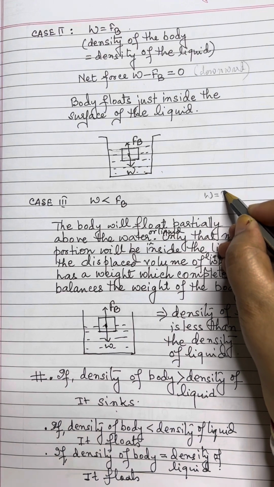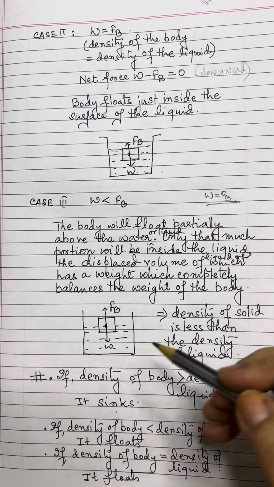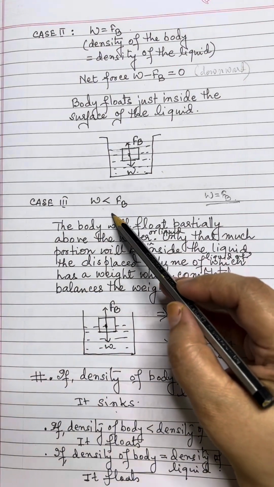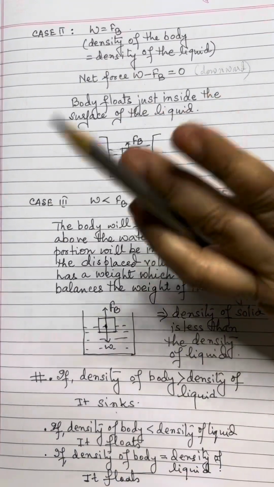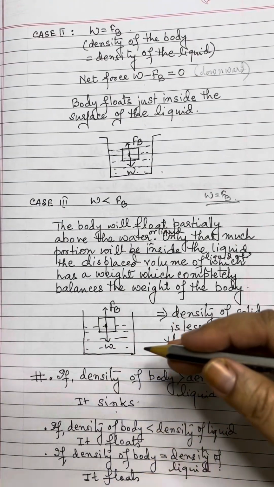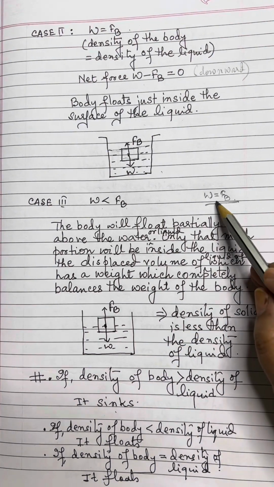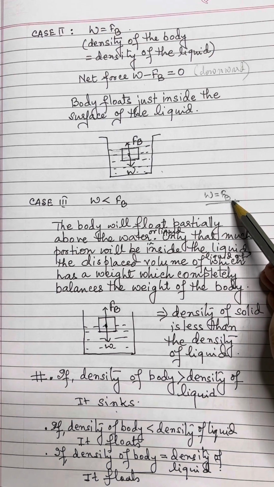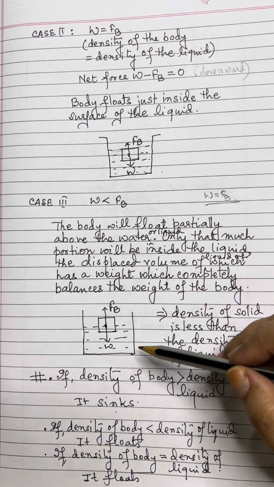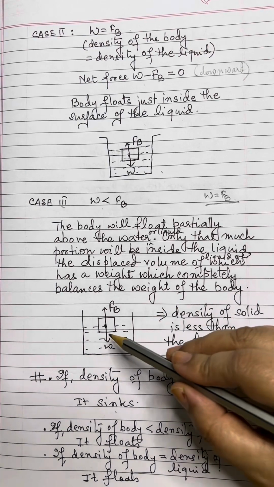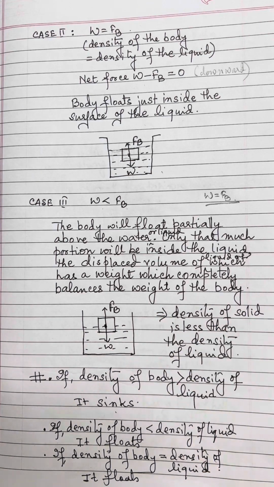Now this is a concept where the children sometimes get confused. As long as W is less than Fb, it will be pushed up because the upward force is greater. How long will it be pushed up? Till the time W becomes equal to Fb. That means that much part of the body will be immersed in the water, the weight of the liquid displaced of which will be equal to the weight of the body.